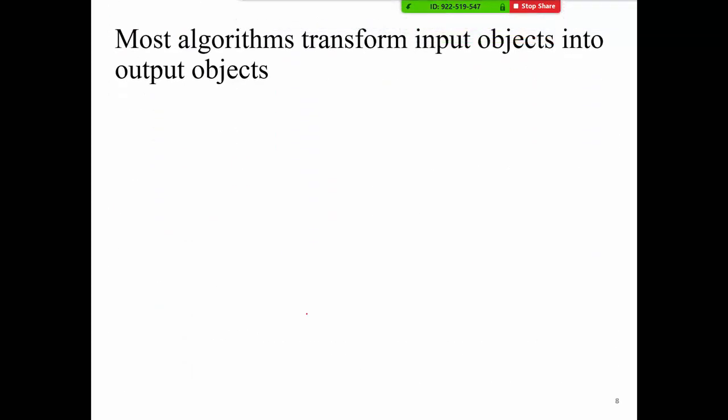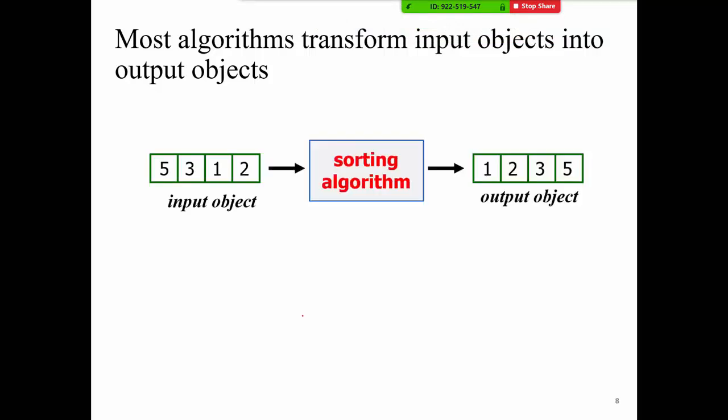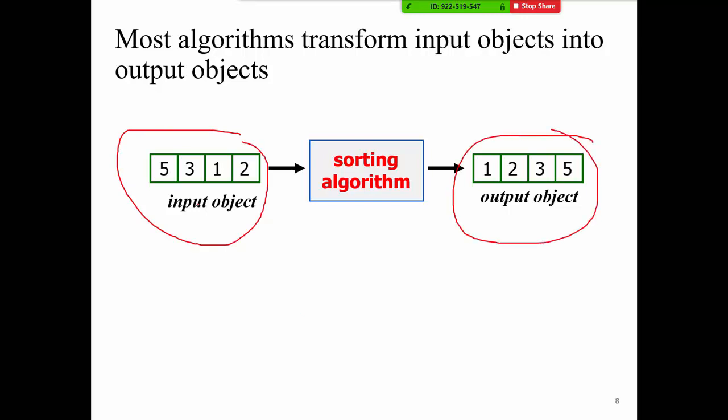Most of the algorithms, as I mentioned, transfer the input object into the output object. Here, for example, we have a sorting algorithm, and this sorting algorithm is taking input data and generating the output data. Now, you can consider it's taking input objects and generating output objects.